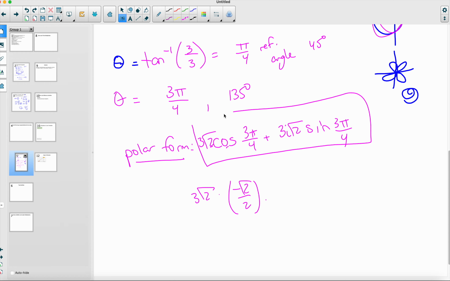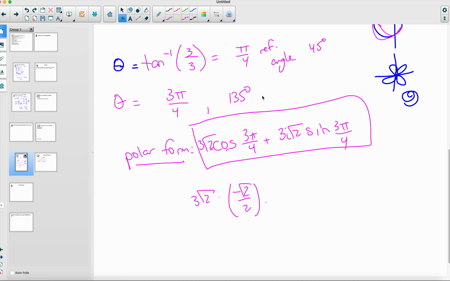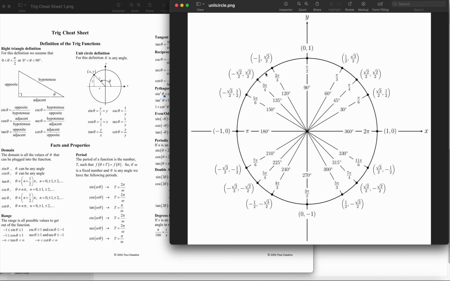We represent it in this form. So we kind of look at it as a magnitude and an angle. I work with reference angles a lot, and then I determine the quadrant. Everybody's different in how they do this, but if you have the unit circle in front of you, it makes it a little bit easier.